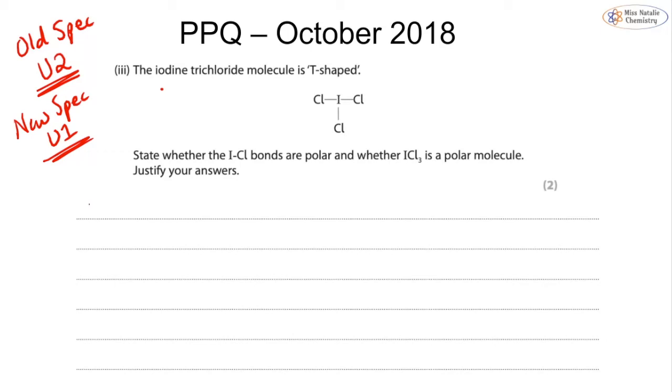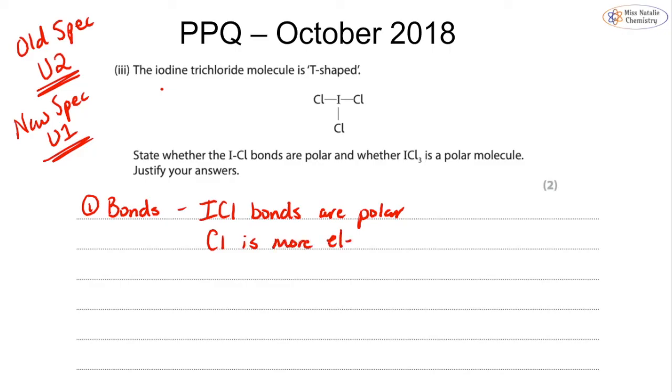So let's start off first of all with the bonds. So are the bonds polar or not? Well, yes, ICl bonds are polar. And the reason why is because chlorine is more electronegative than iodine. So the chlorine is going to pull the electrons closer towards them, and you could even draw a dipole. So we're going to get a delta positive and delta negative for each of the chlorines.